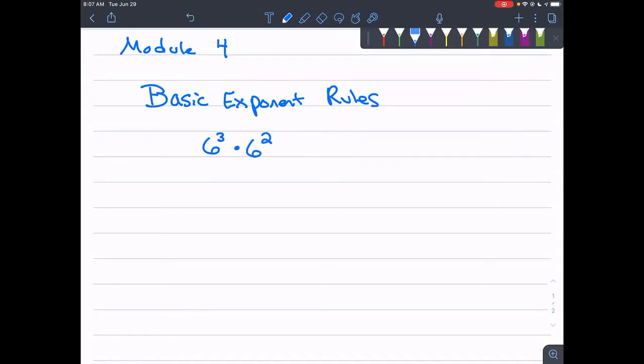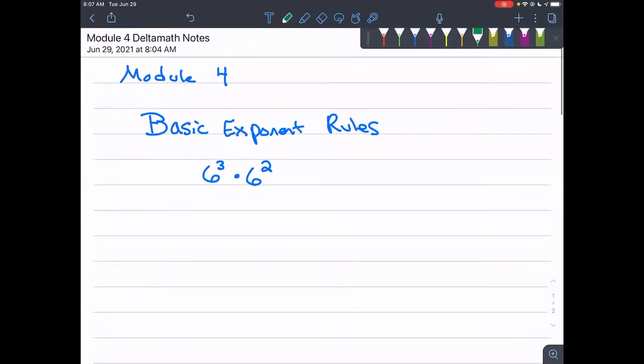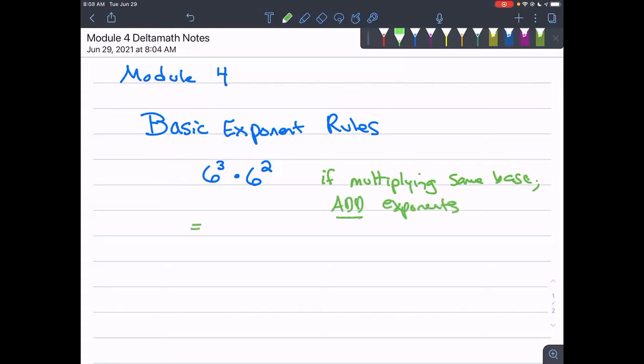Six to the third times 6 to the second. Anytime you've got the same base, in this case, 6 and 6, if you're multiplying the same base, you just add the exponents. So it's pretty easy. 3 plus 2 is just going to be 5.